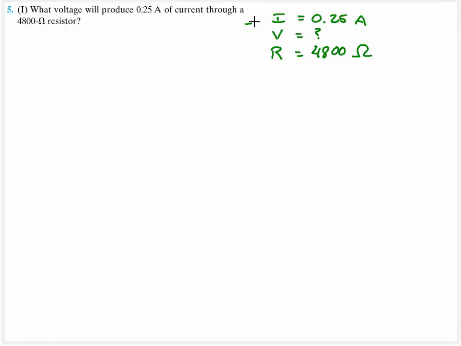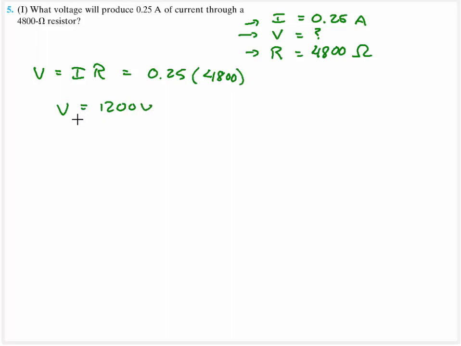Problem number 5, given some current and resistance, what is the voltage? Straight up use of Ohm's Law, V is equal to IR, so 0.25 multiplied by 4800 tells me that my potential, my voltage, is simply going to be 1200 volts.